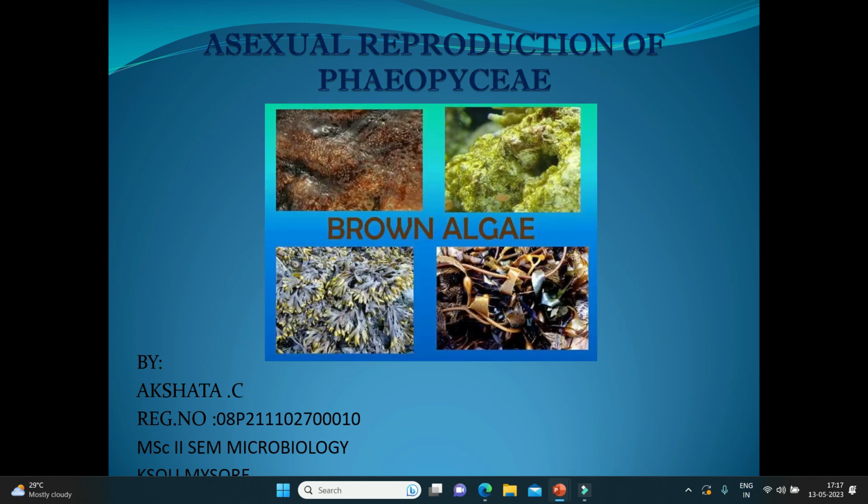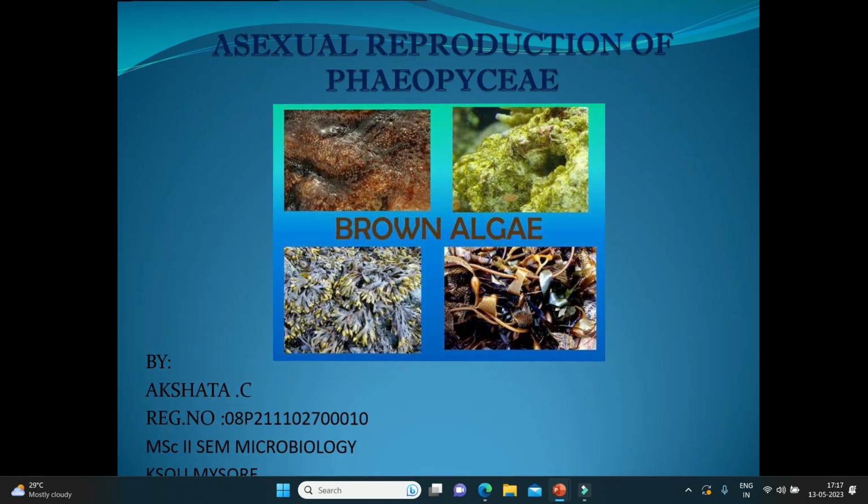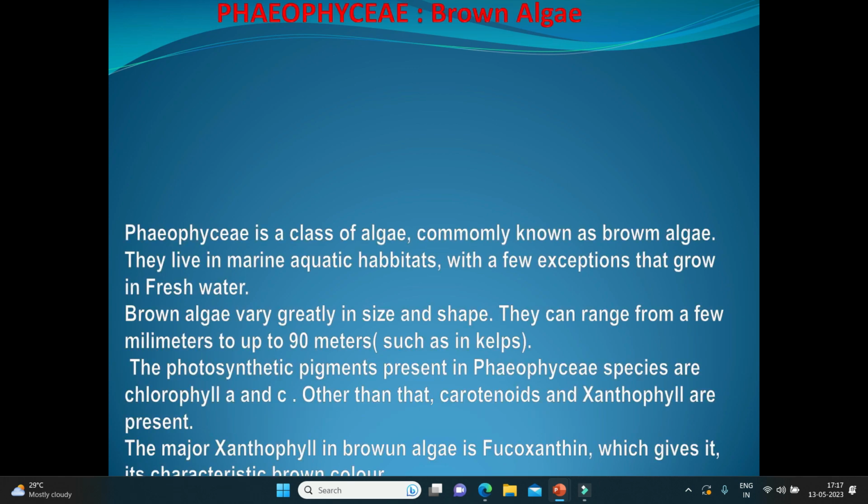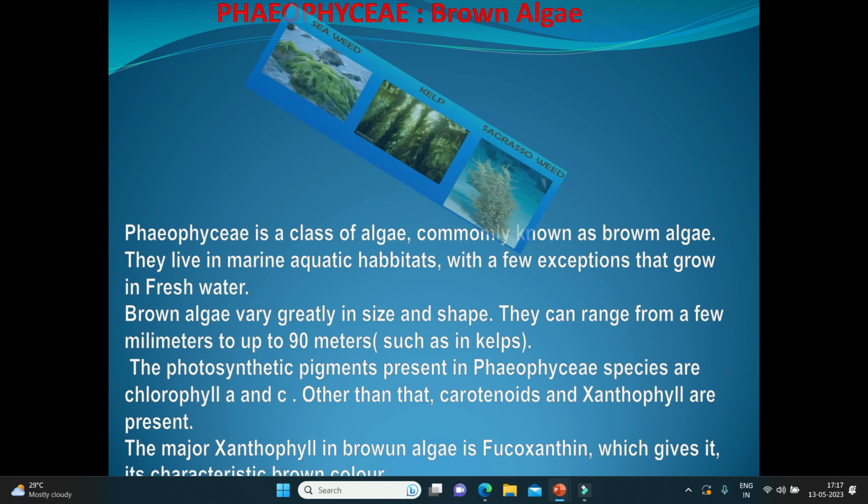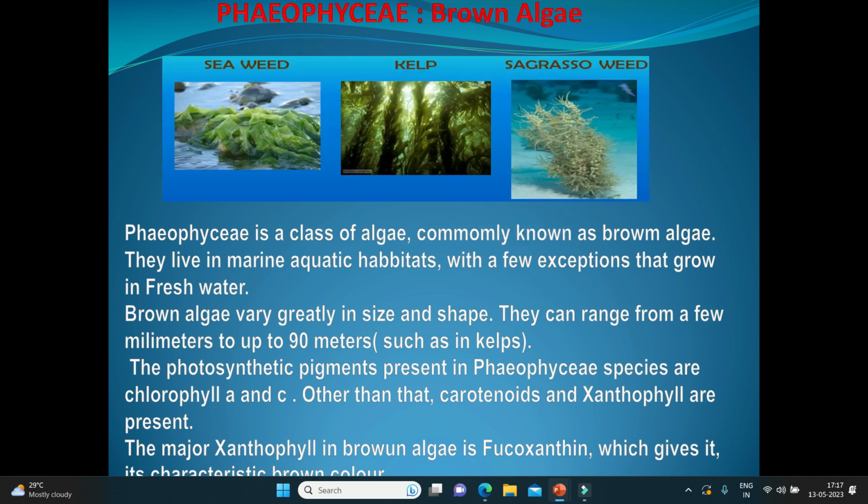So all we know that Phaeophyceae is commonly called brown algae. It is a class of algae commonly known as brown algae, and they live in marine aquatic habitats with a few exceptions that grow in fresh water. Brown algae vary greatly in size and shape. They can range from a few millimeters up to 90 meters.